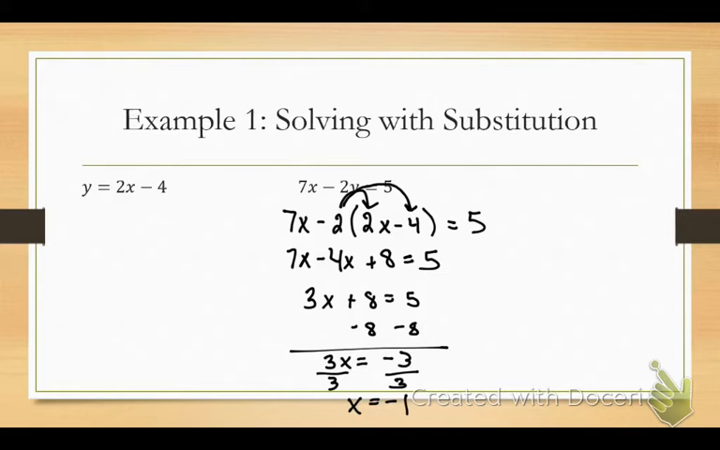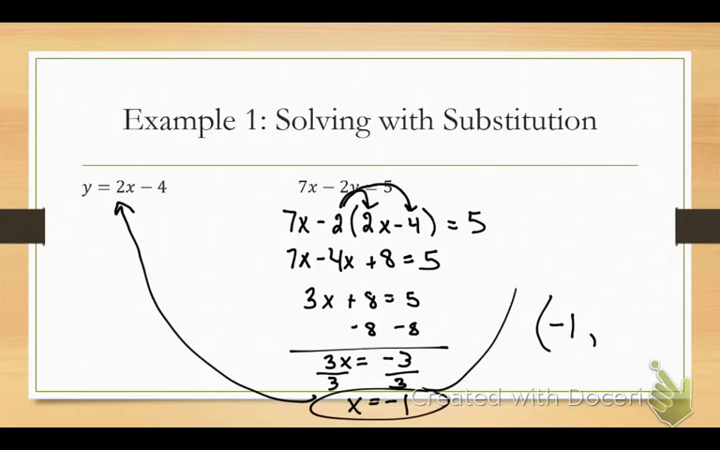Remember what our solution looks like. Our solution is an ordered pair. So the x value is negative 1. Now I'm going to take this x value and I can plug it into either this equation or this equation to solve for y. Which equation do you think would be easier to solve for y? The first one. That's a no-brainer because y is already by itself. So I'm going to plug negative 1 in for x in the first equation.